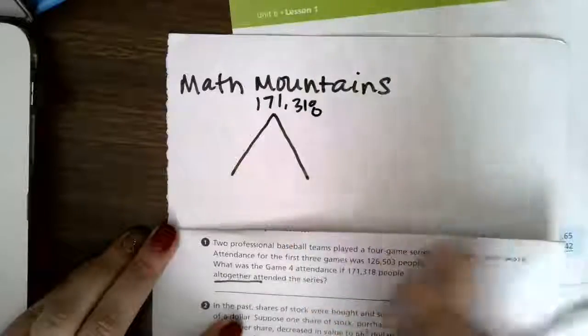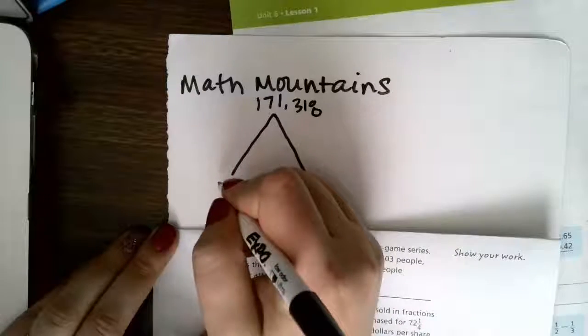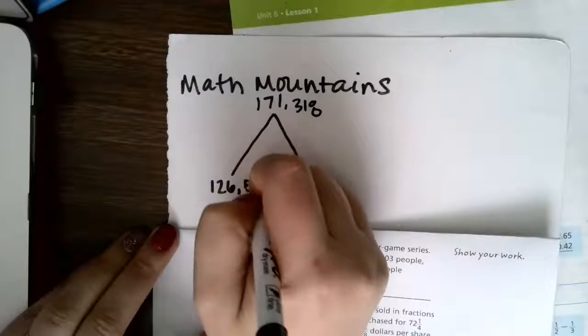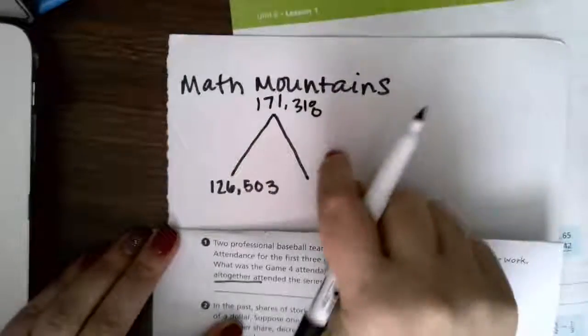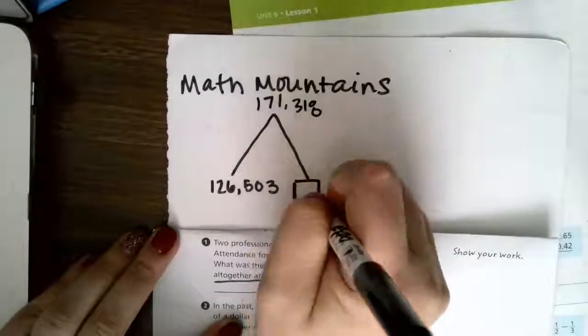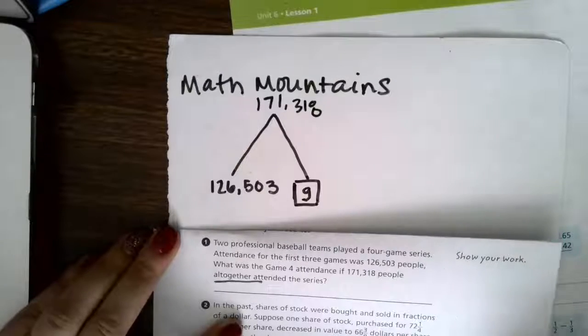The other number I know is the attendance for the first 3 games, which is 126,503. What I don't know, my unknown amount, is my variable. I'm going to use G for game as my variable.